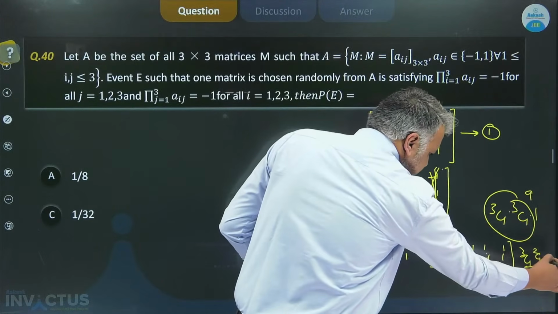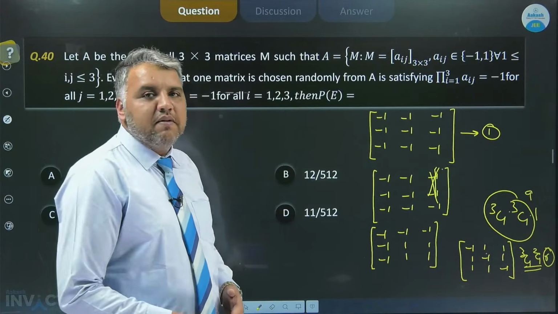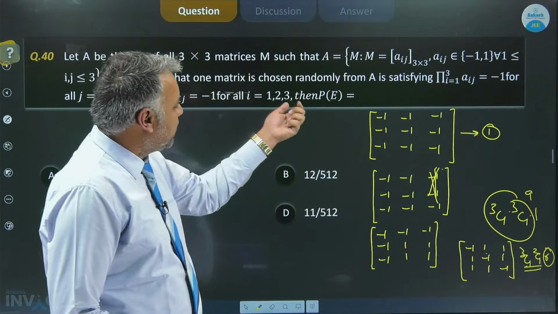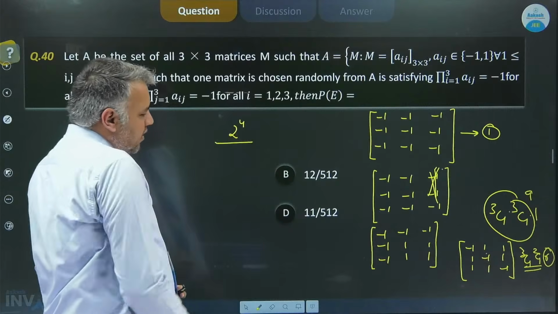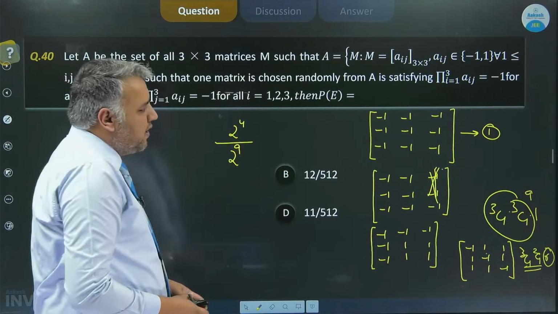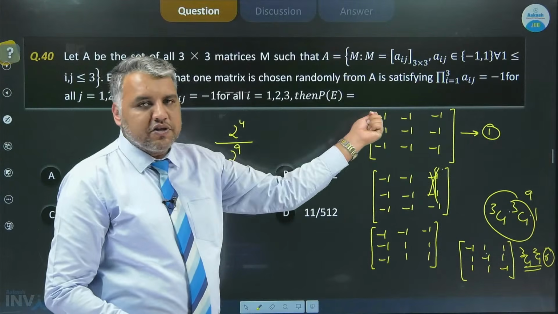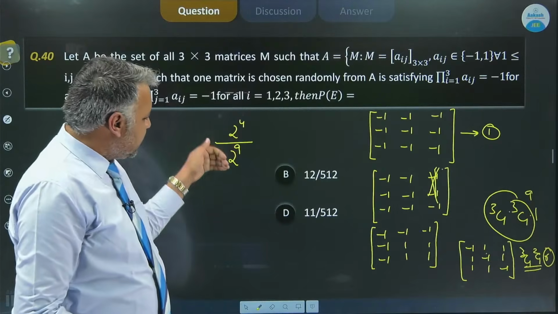So there will be 6 possibilities here. So in total there are 16 possible matrices which can be formed under this restriction. The probability of that event will be 2 power 4, 16, divided by 2 power 9. All possibilities of matrices will be 2 power 9. Every position will have 2 choices. So there will be 2 power 9 total possibilities. So this ratio must be the answer.